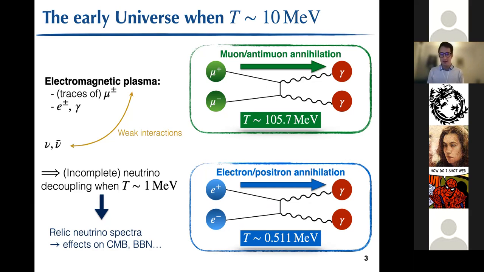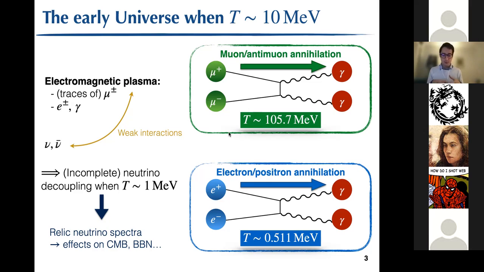A key physical phenomenon taking place in that stage is the neutrino decoupling, when the temperature is about 1 mega-electron volt, because the weak interactions become too weak compared to the Hubble rate. So neutrinos and antineutrinos decouple from the electromagnetic plasma, but only partially; the decoupling process is not an instantaneous one. It means that, for instance, the entropy released by these annihilations will be partly shared with neutrinos, and this is what gives rise to the effective number of neutrinos and distorted neutrino spectra.